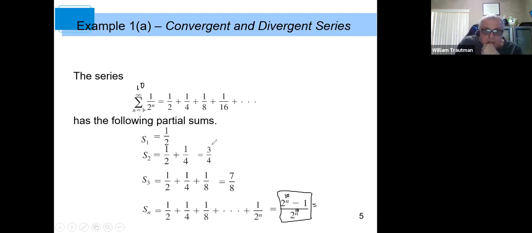Now, another way of looking at this: where is this sum leading to? It's going to here, it's going to here. And the next one was 15/16. Where does it look like this sum is going?